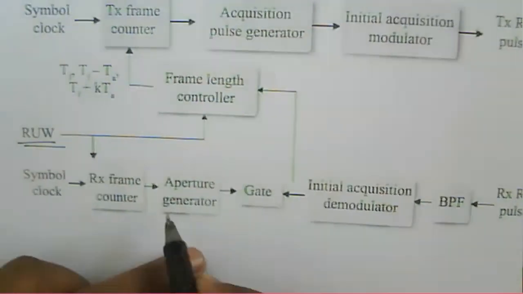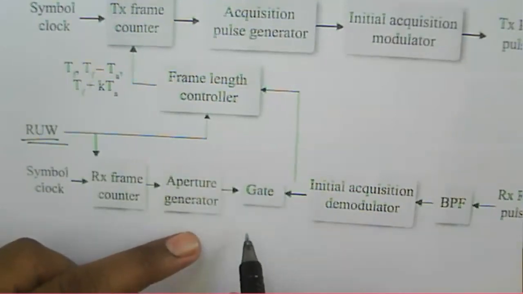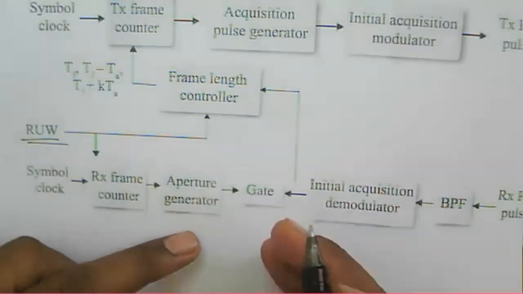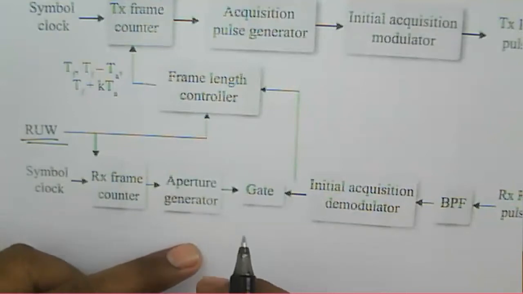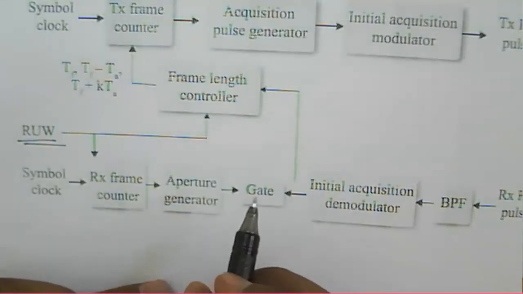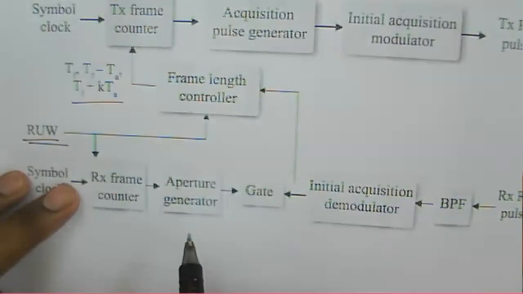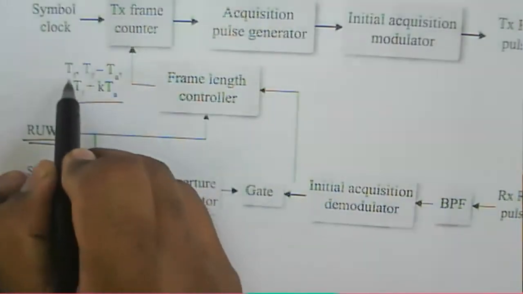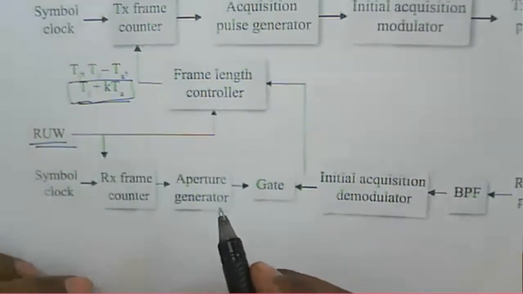And once that is at the receiver side, the initial acquisition pulse is detected in the aperture. So in that case, that frame period will be what? TF plus KTA. So that when it is to be set, then it is to be detected there.